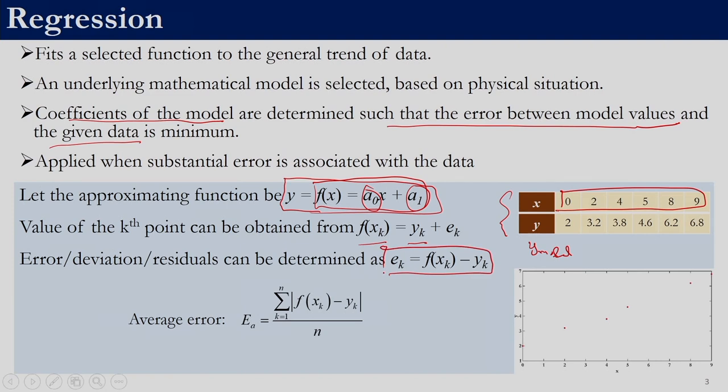Here, as you know, x is the independent variable, y is the dependent variable. As we change x, we have a system which provides us the y value. This error is also known as deviation or residuals. The average error can be calculated by, this is the error associated with one data point. The error associated with n points is the summation of all the individual errors. If we divide that by the total number of points, in this case n would be 6, because there are 6 data points, that will give us the average error. We can also calculate maximum error. We can also calculate root mean square error.